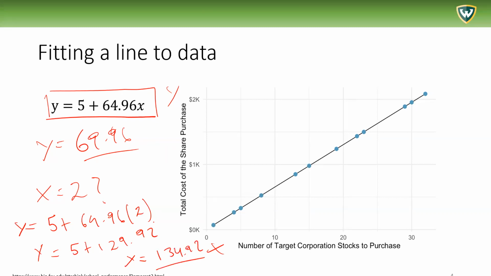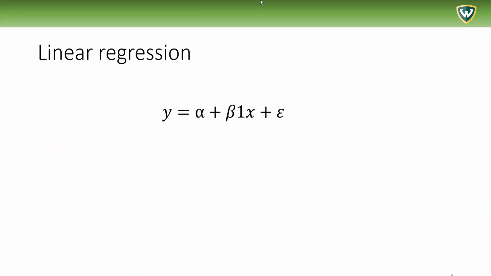134.92. So when we have the equation for a line, we can identify the value of one variable based on the value of the other variable. And that's the main idea behind fitting a line to data, and also the main idea behind linear regression, which we'll continue in the next video.